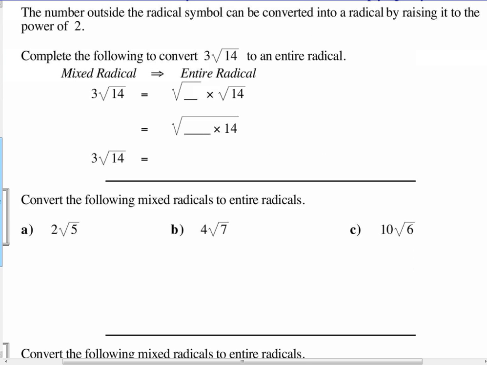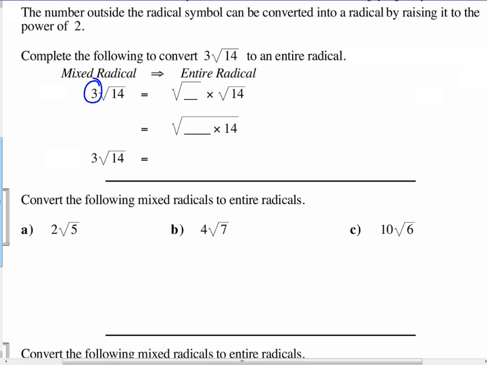Okay, so how do we go the other way? How do we convert from a mixed radical to entire? It's the easiest thing in the world. It doesn't require your knowledge, well, actually maybe it does require your knowledge of your perfect squares, but way more minorly. So all we have to do is we have to turn 3 into a radical.